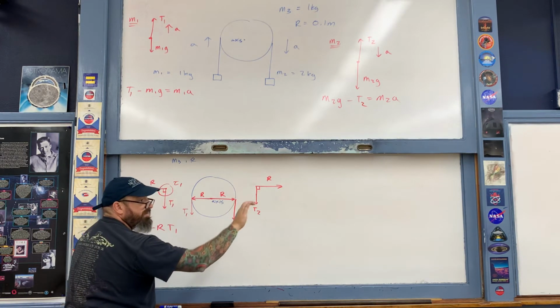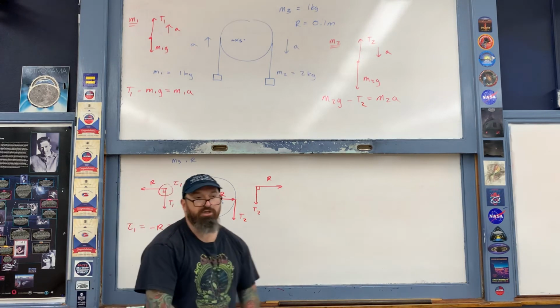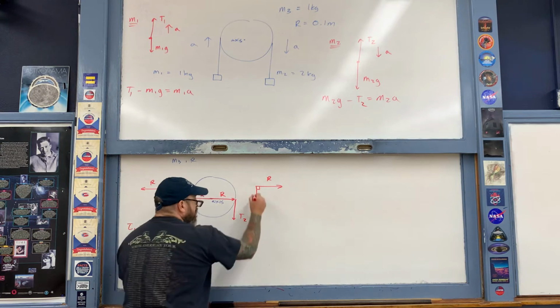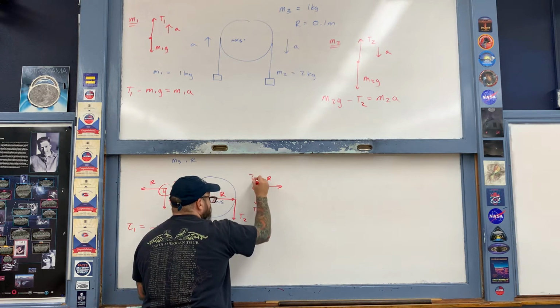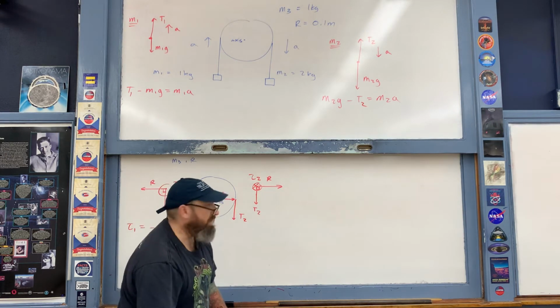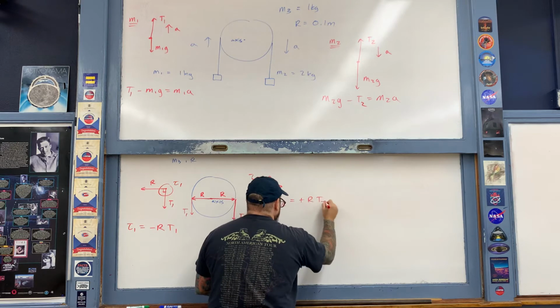But take a look at the fingers in my right hand. They're curling in the direction of the tangential acceleration. Therefore, we have to think of that as a positive torque. So this torque vector is into the board like so. We'll call this tau 2. R cross F is into the board, but that's the positive direction in this problem. So tau 2 is equal to positive R times T2.